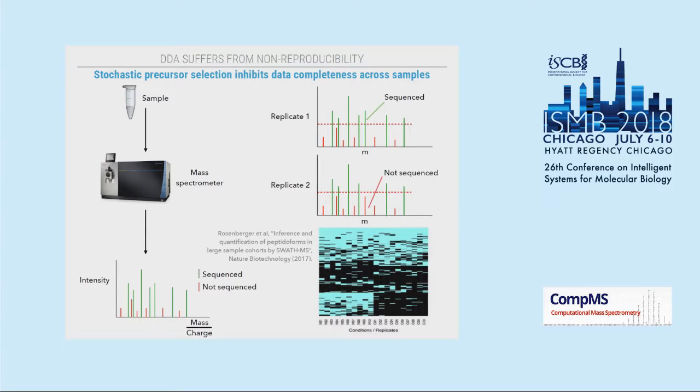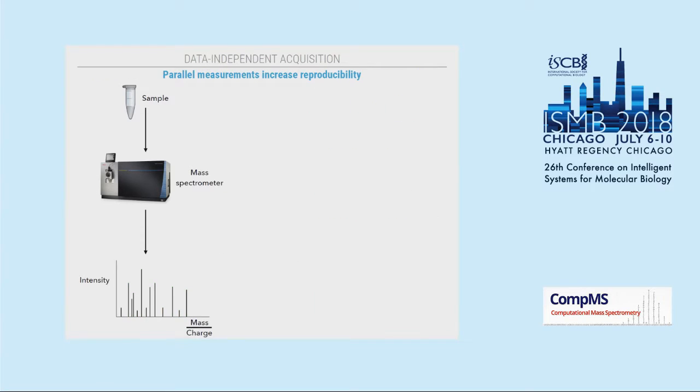And this is particularly problematic for something like clinical applications where you have dozens or hundreds of samples that you want to interrogate simultaneously, and making some kind of biological inference about the roles of certain proteins in certain diseases becomes very confusing if you have so much missing data. So data-independent acquisition, or DIA, was conceived as an alternative to DDA largely in order to skirt this issue with non-reproducibility. And the way it does it is by eliminating this element of stochastic precursor selection.